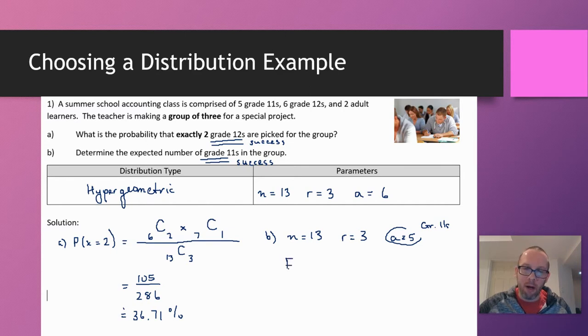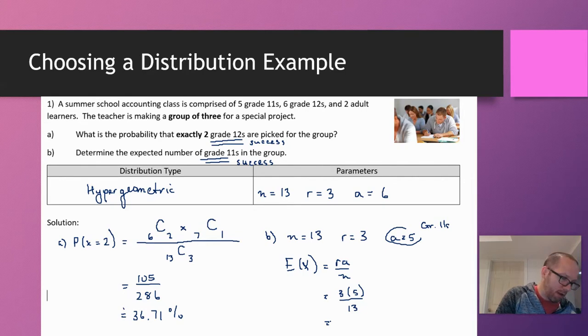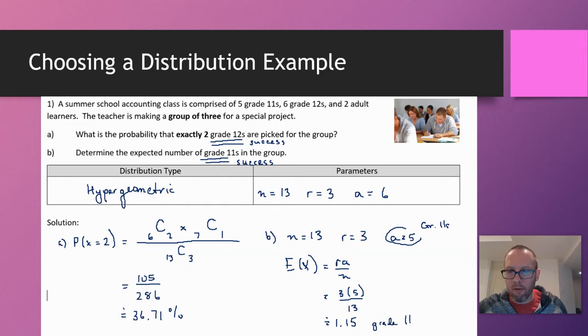The expected number of grade 11s, we'll use our expected value formula, RA over N, 3 times 5 divided by 13. So 15 over 13. So just over 1 grade 11. 15 divided by 13, about 1.15 grade 11s. And it's okay that we leave that as a decimal. We don't have to round to the nearest whole because this is an expected average, right? If this class every day was making groups of 3, on average there'd be about 1.15 grade 11s in that group. So there's our first example.